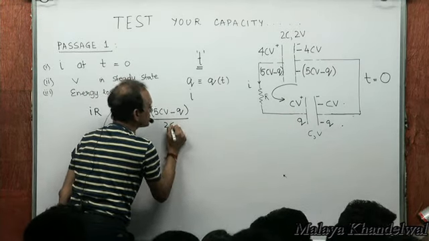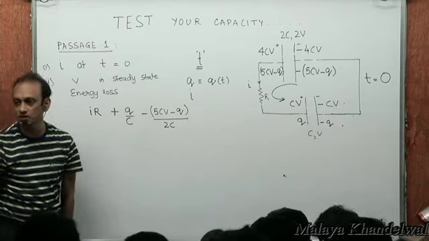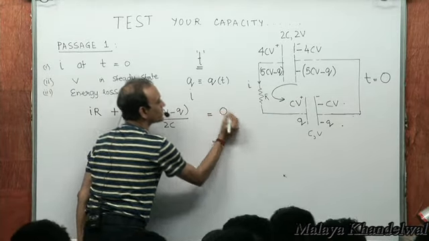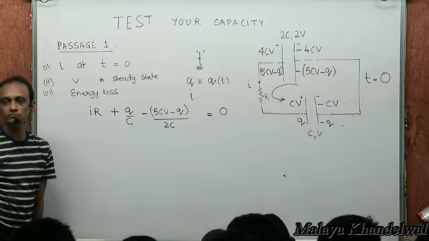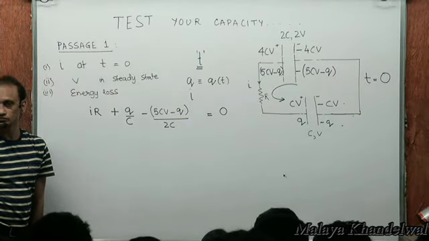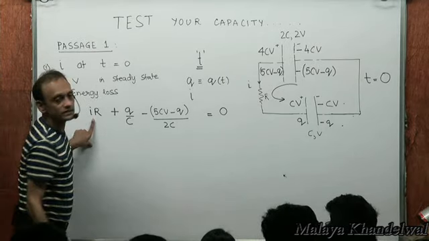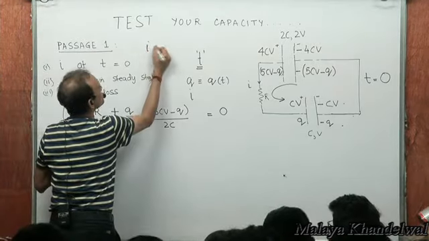This is the algebraic sum of the drops in the loop at an instant of time t. And that's going to be 0. Yes or no? Where of course I is dq dt.